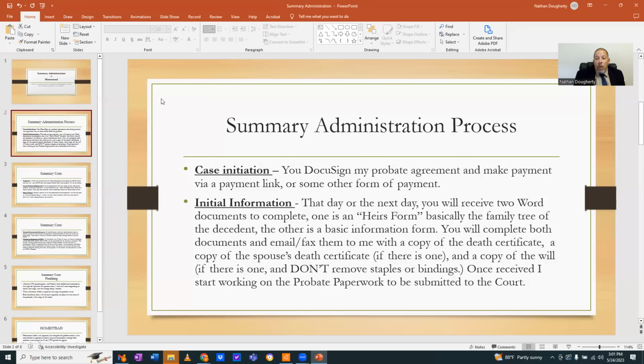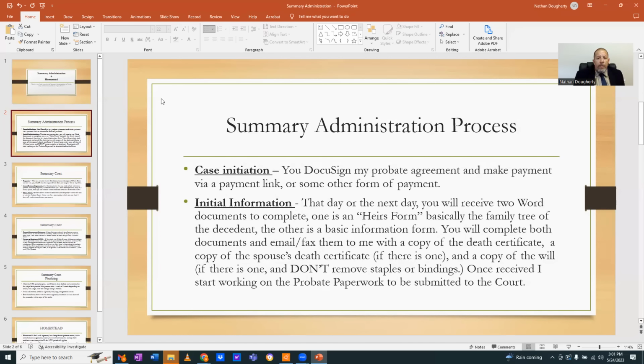One is an heirs form, which is basically the family tree of the decedent, which is the person who passed away. I need to know who the decedent's mom and dad were, who the brothers and sisters were or are, who the spouse is or was. Same with brothers and sisters, children and children's children. Okay. There's also another basic information form that you need to complete as well.